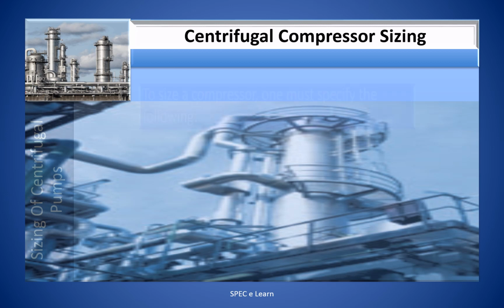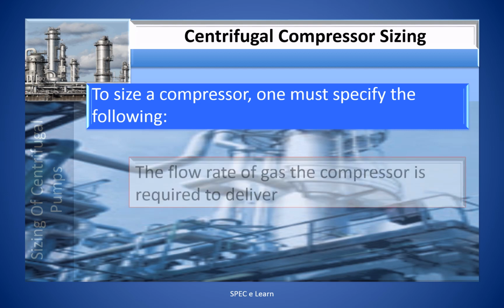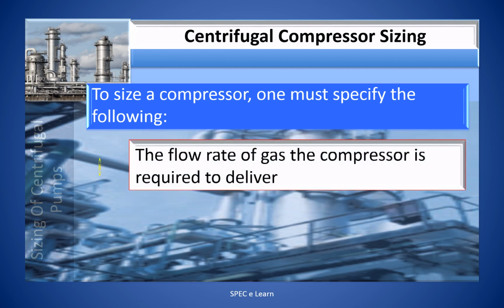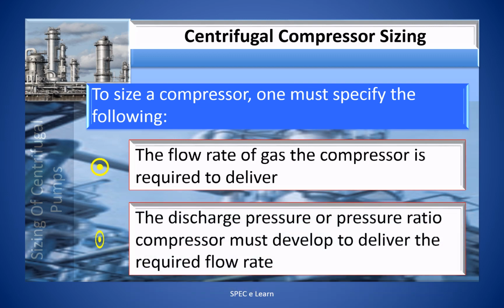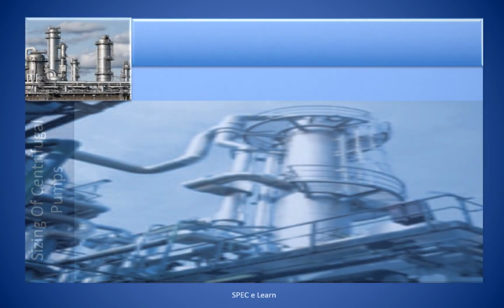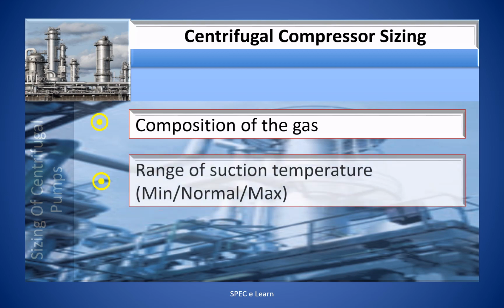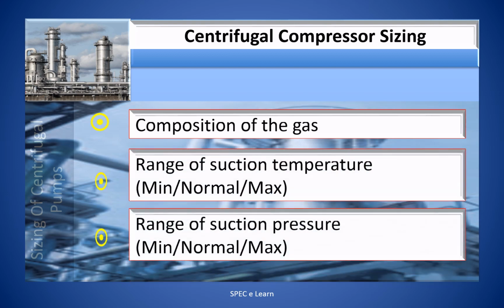To size a compressor, one must specify the following: the flow rate of gas the compressor is required to deliver, the discharge pressure or pressure ratio the compressor must develop to deliver the required flow rate, the composition of the gas, range of suction temperatures, that is minimum, normal and maximum value, range of suction pressure, again minimum, normal and maximum values.